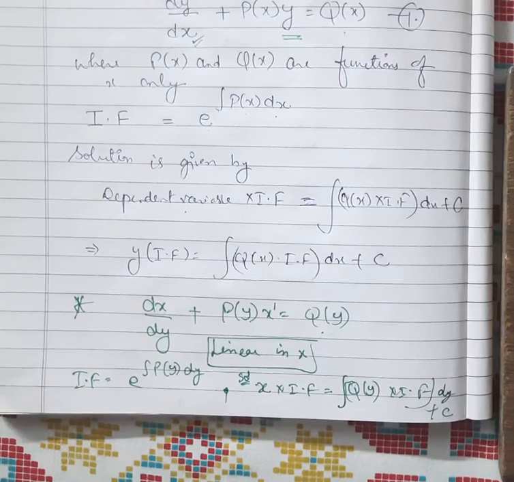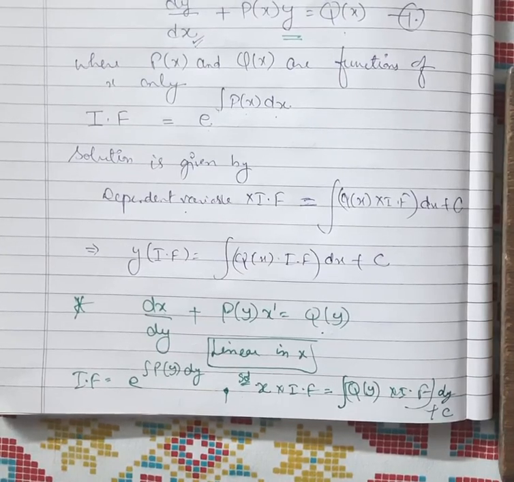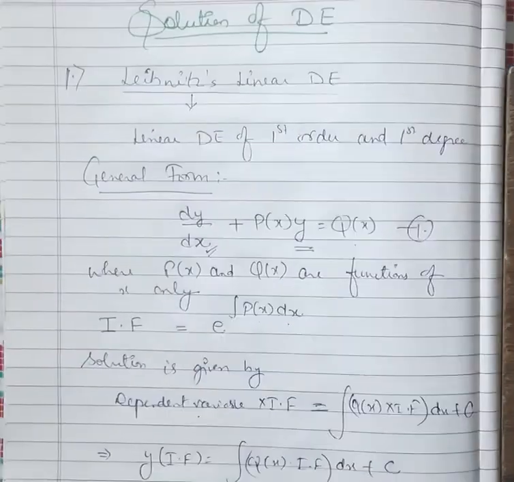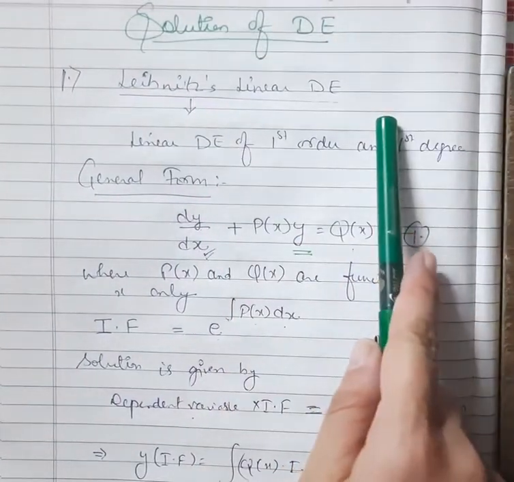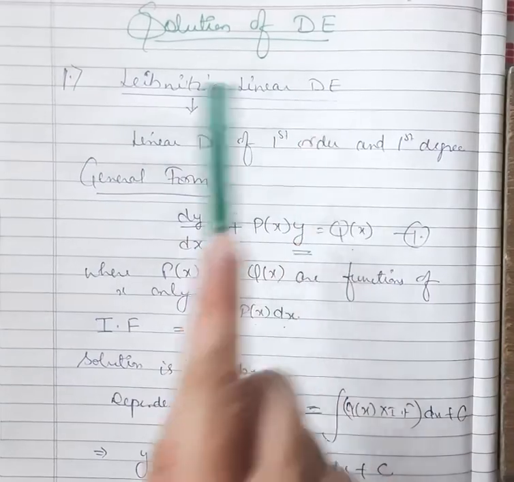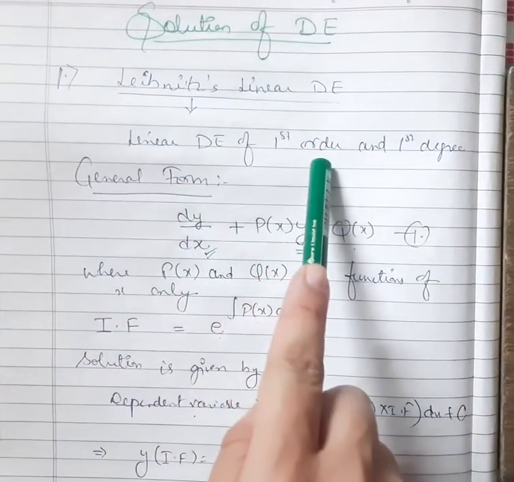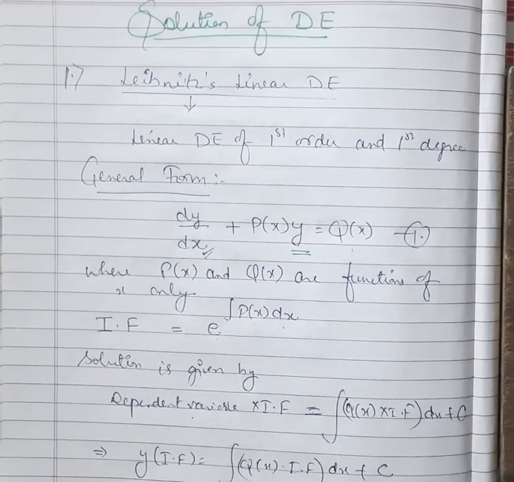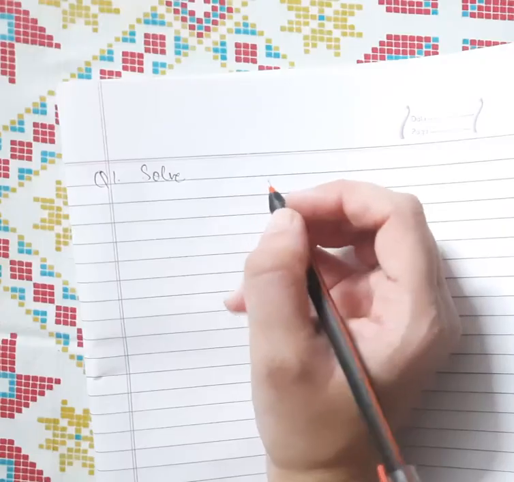Rest you will get the clear picture when we will solve the problems. So this was all about the working procedure of Leibniz linear differential equation. And Leibniz linear differential equation is nothing, just a differential equation of first order and first degree which is linear. So let's have a look at an example.